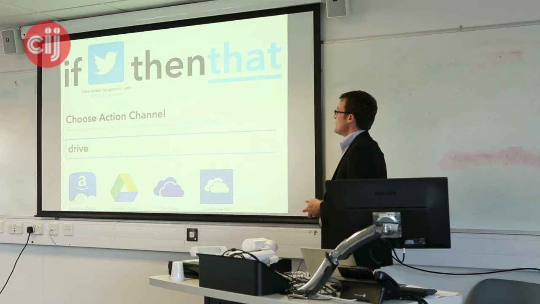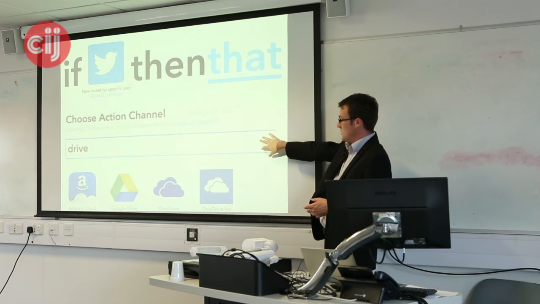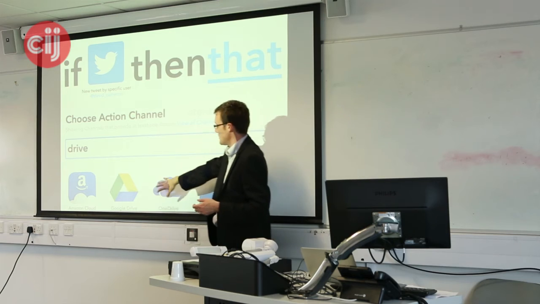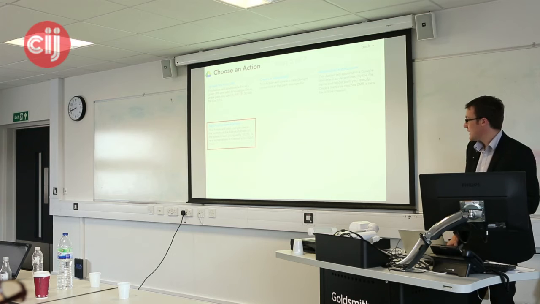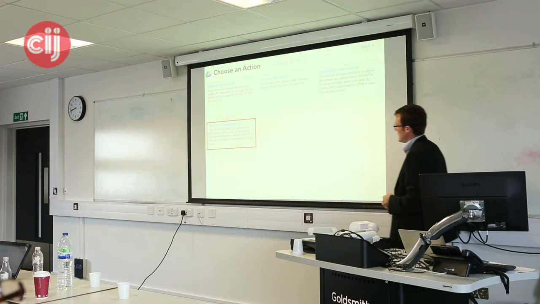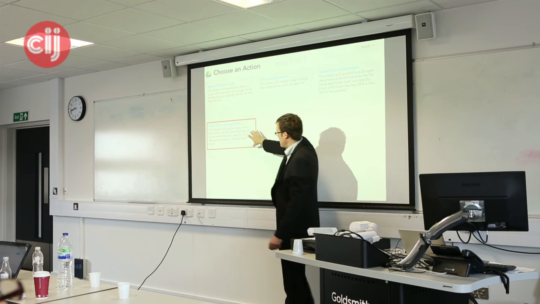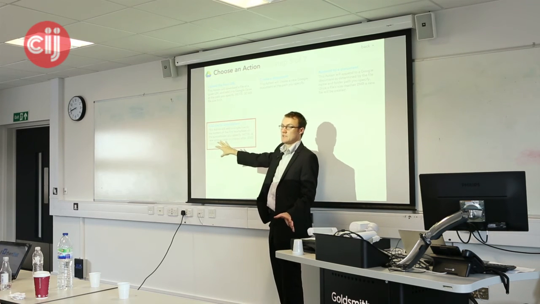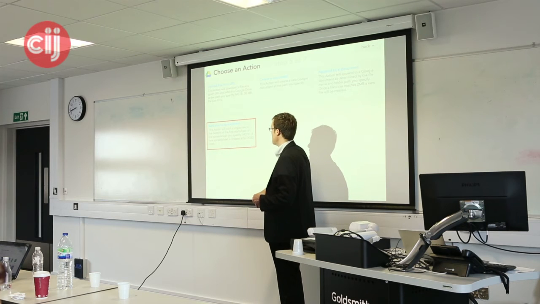The next step is then that. When you click on that, you get the same box to search for your action channel, and this time you're searching for Google Drive. Again, you then need to choose a specific action, and the one that we want is add row to spreadsheet. It doesn't matter that the spreadsheet doesn't exist yet, it will create it when it finds the first match.